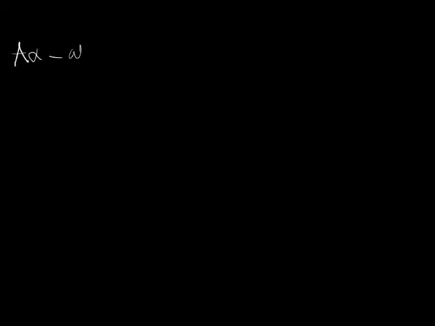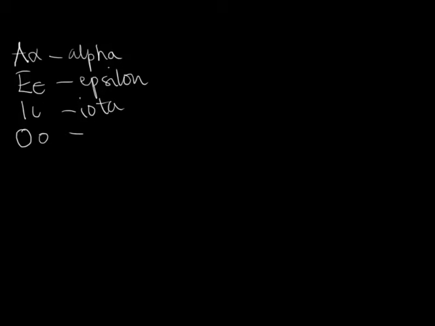which obviously is A, and this has an A sound, so like in cat. We then have epsilon, which is E, and that has an E sound, like in get. Then we have iota, which has an I sound, like in bin. Then we have omicron, which, yeah, you guessed it, has an O sound, like in pot.